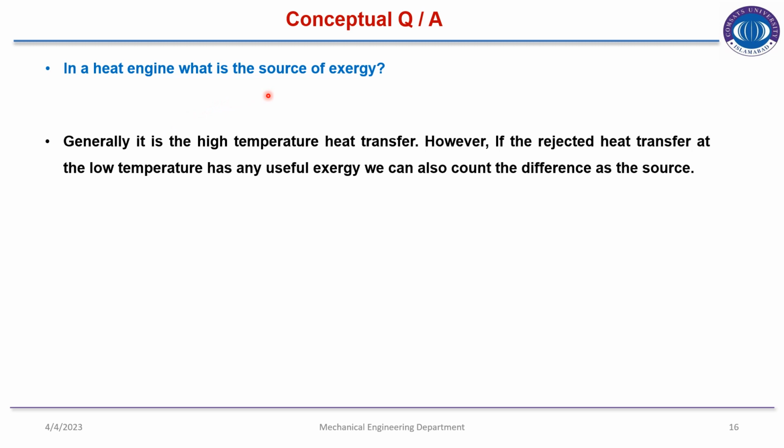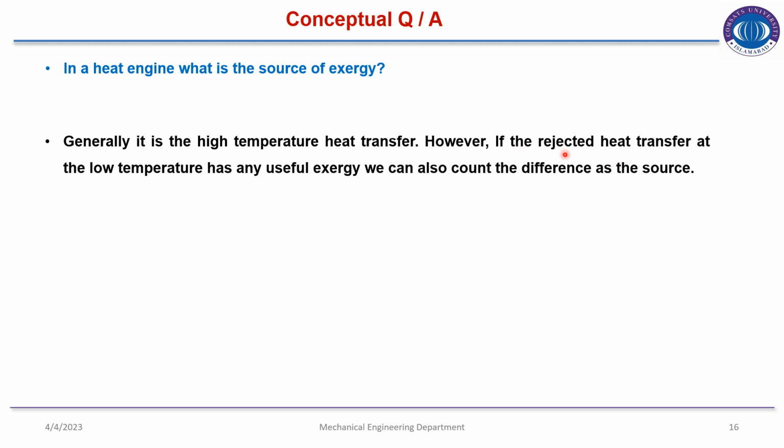In the heat engine, what is the source of exergy? Generally, it is the high temperature heat transfer. However, if the rejected heat transfer at a low temperature has any useful energy or exergy, we can also count the difference at the source. As you know, the heat engine absorbs energy from a high temperature energy reservoir, and some of that energy will be converted to useful work. That useful work is actually the exergy for that heat engine, and the rest of the energy is rejected by the heat engine into the low temperature reservoir.